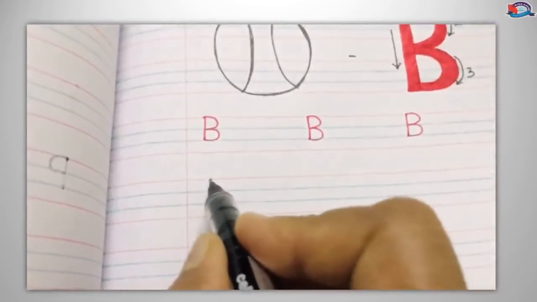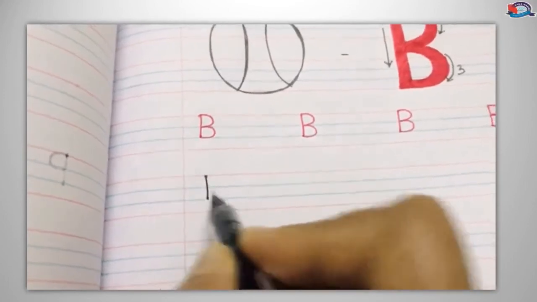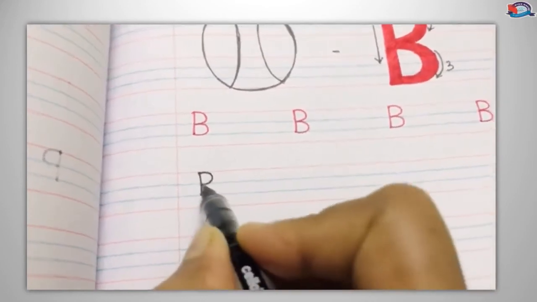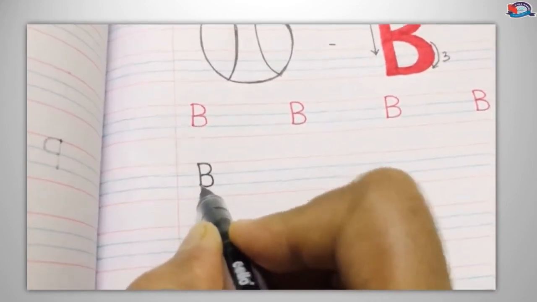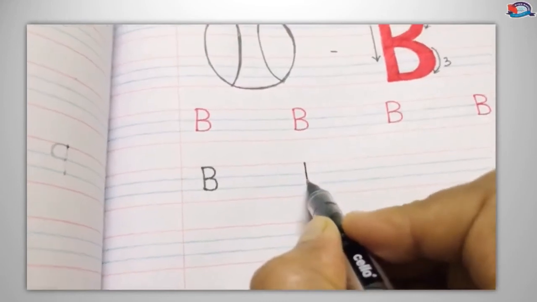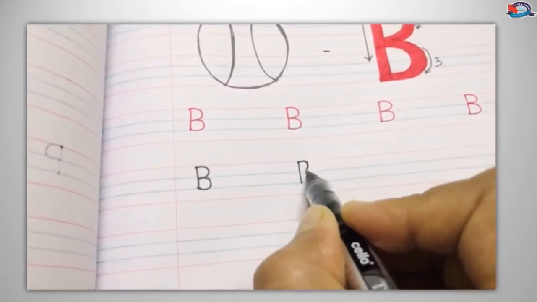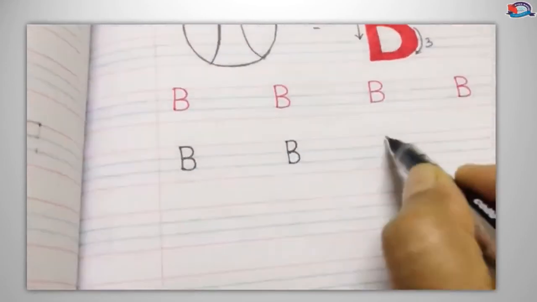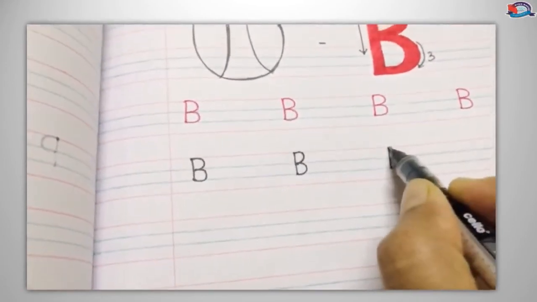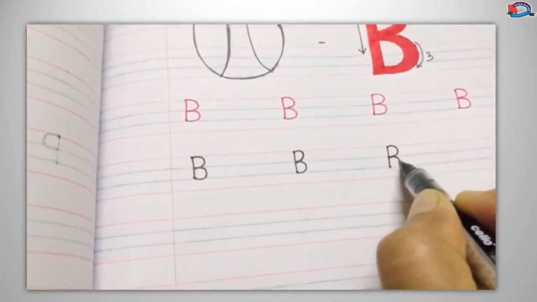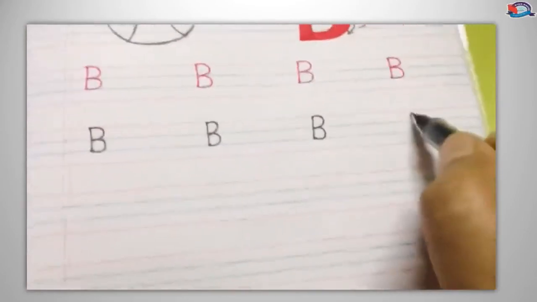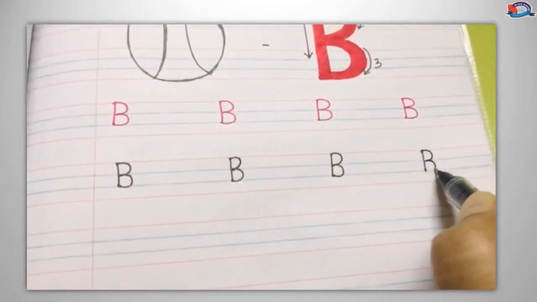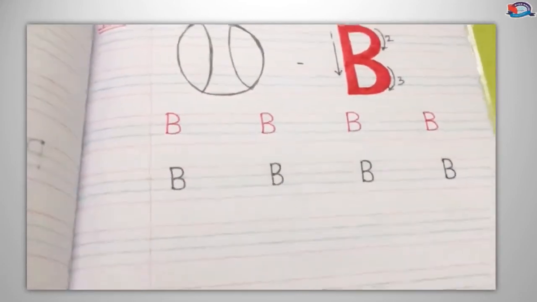Come on, how to write? We can see. One standing line, one small closed curve, and then again one more small closed curve. One closed curve and two closed curve. Very easy. This is the capital letter B. What is this? Capital letter B.